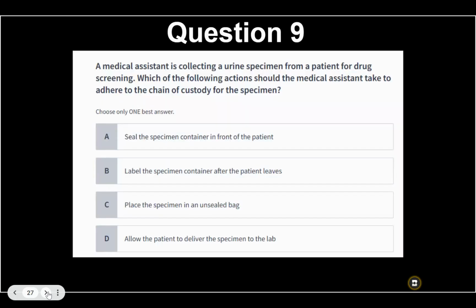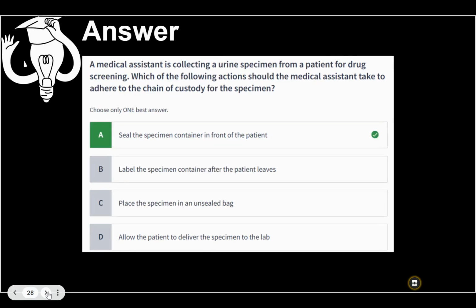Question 9. A medical assistant is collecting a urine specimen from a patient for a drug screen. Which of the following actions should the medical assistant take to adhere to the chain of custody for the specimen? Would it be A, seal the specimen container in front of the patient, B, label the specimen container after the patient leaves, C, place the specimen in an unsealed bag, or D, allow the patient to deliver the specimen to the lab? If you said A, to seal the specimen container in front of the patient, then you are correct.